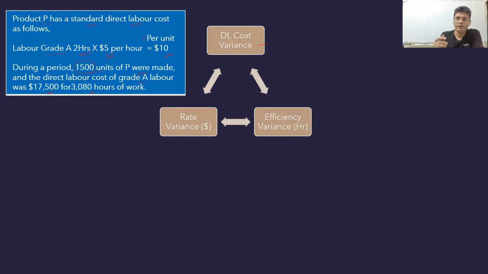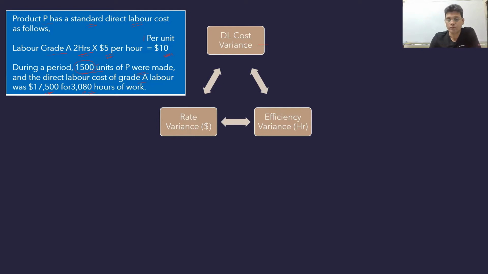So therefore, how do you calculate the total direct labor cost variance? Simply compare your budget and the actual to produce 1,500 units. To produce 1,500 units, you used 3,080 hours at 17,500. So 17,500 was your actual cost incurred. How much should you have incurred to produce 1,500? Per unit cost is $10 per unit. So therefore you should have incurred 15,000, right?